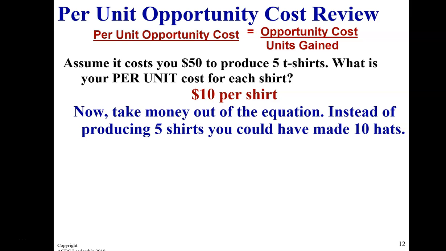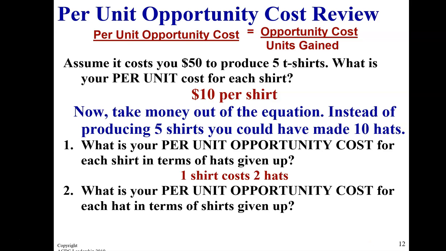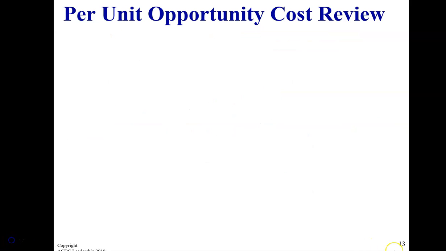Instead of producing 5 shirts, you could have made 10 hats. What's your per unit opportunity cost for each shirt in terms of hats given up? 1 shirt would cost 2 hats. What's your per unit opportunity cost for each hat in terms of shirts given up? 1 hat would cost a half of a shirt.